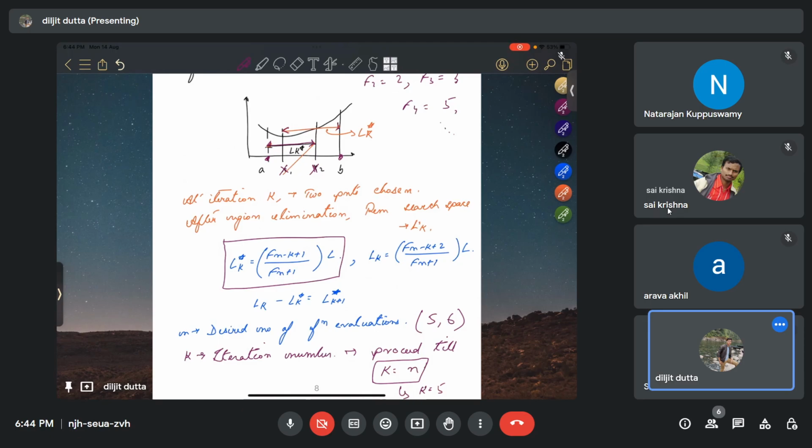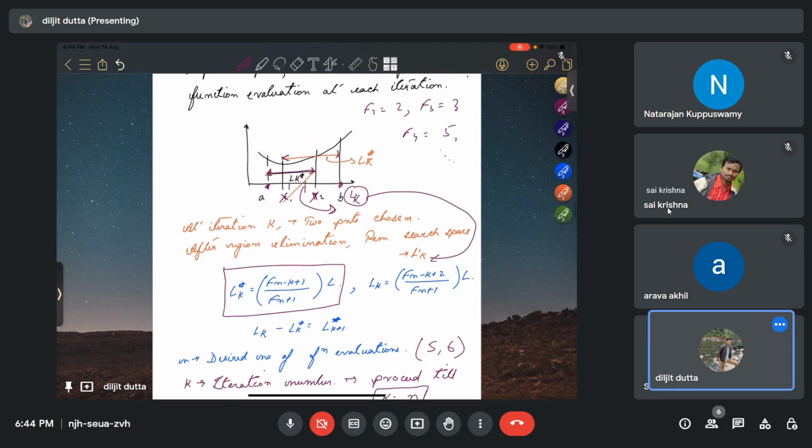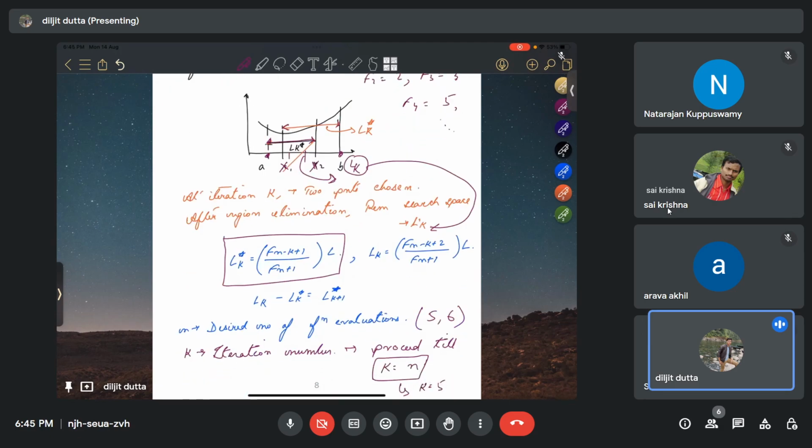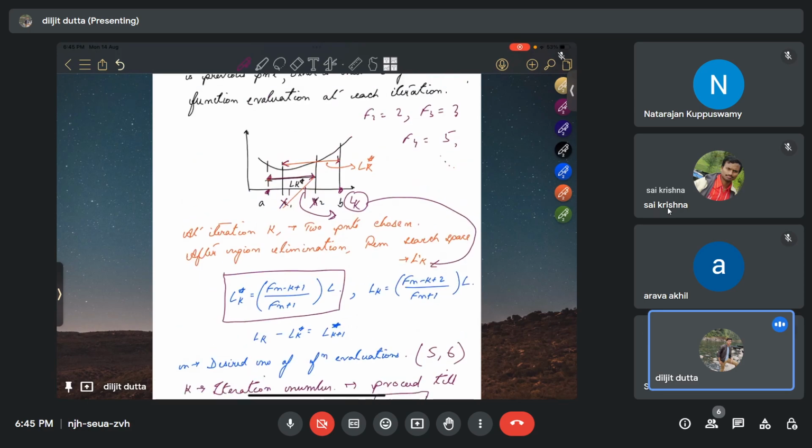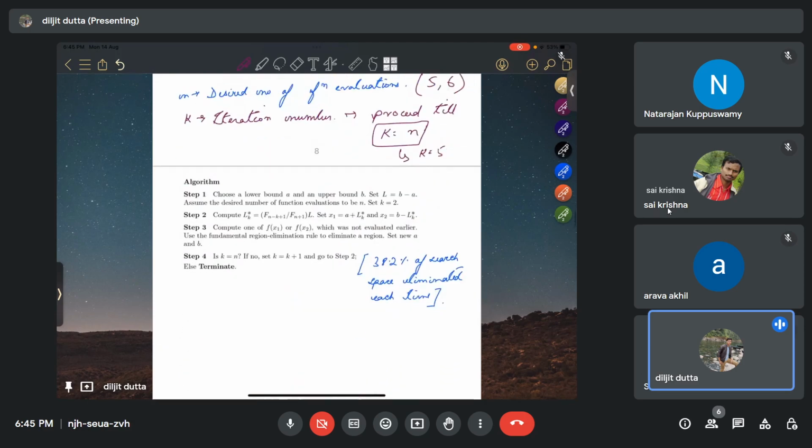So this is how we proceed. We can obtain Lk star, and now we got x1 and x2. After getting Lk star, we will have to get a second length, so that we get 2 more points inside that. In that case, the ratio will be Lk, and this Lk will be given by this formula: f of n minus k plus 2 by f of n plus 1 into L. We will proceed the iteration based on this formula, try to get the optimal solution, and eliminate each region after this. So this is a step-by-step procedure.